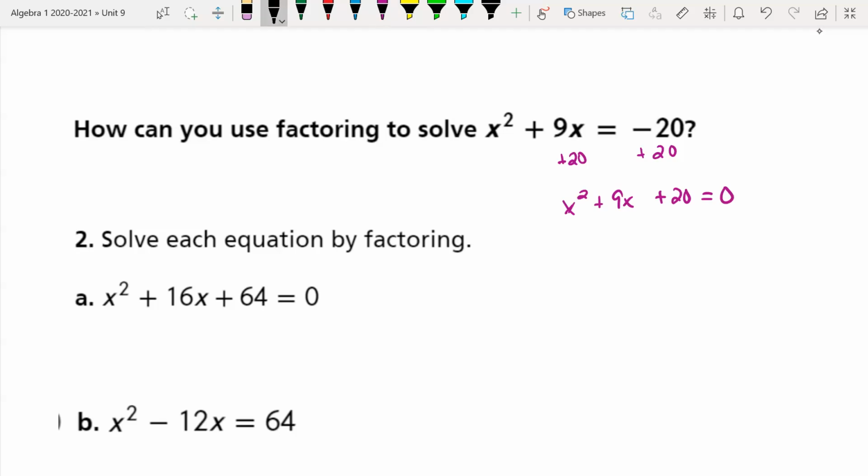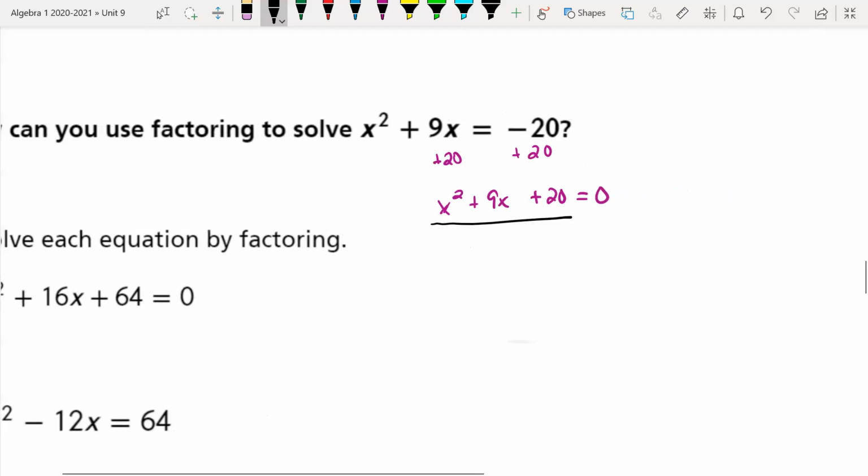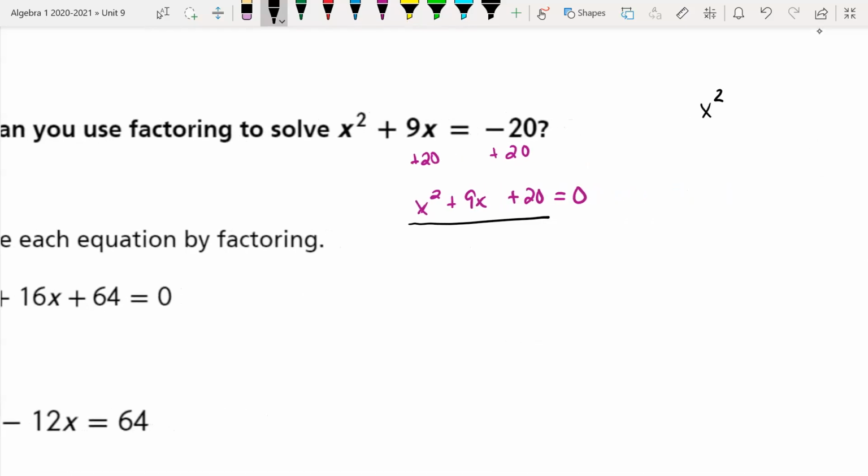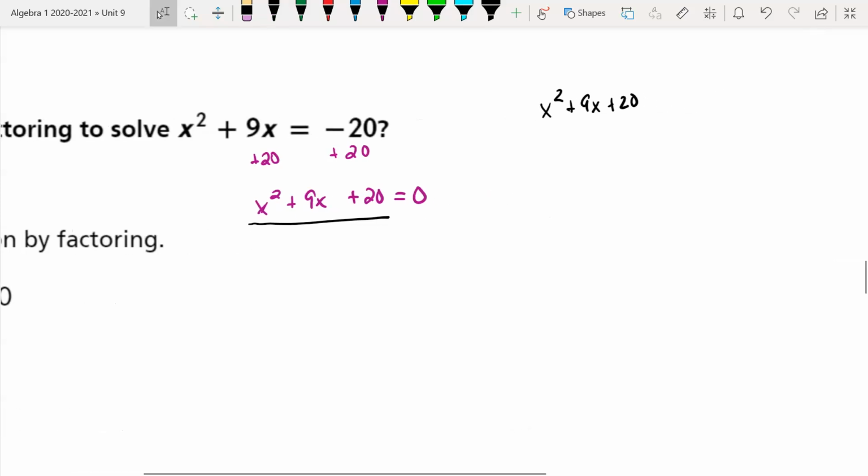Well, this is a quadratic equation now, and I can use factoring to solve it. So we've factored these before. So if I did x squared plus 9x plus 20, I'm looking for what multiplies to 20 but adds to 9. So it's got to multiply to the last number, add to the middle.